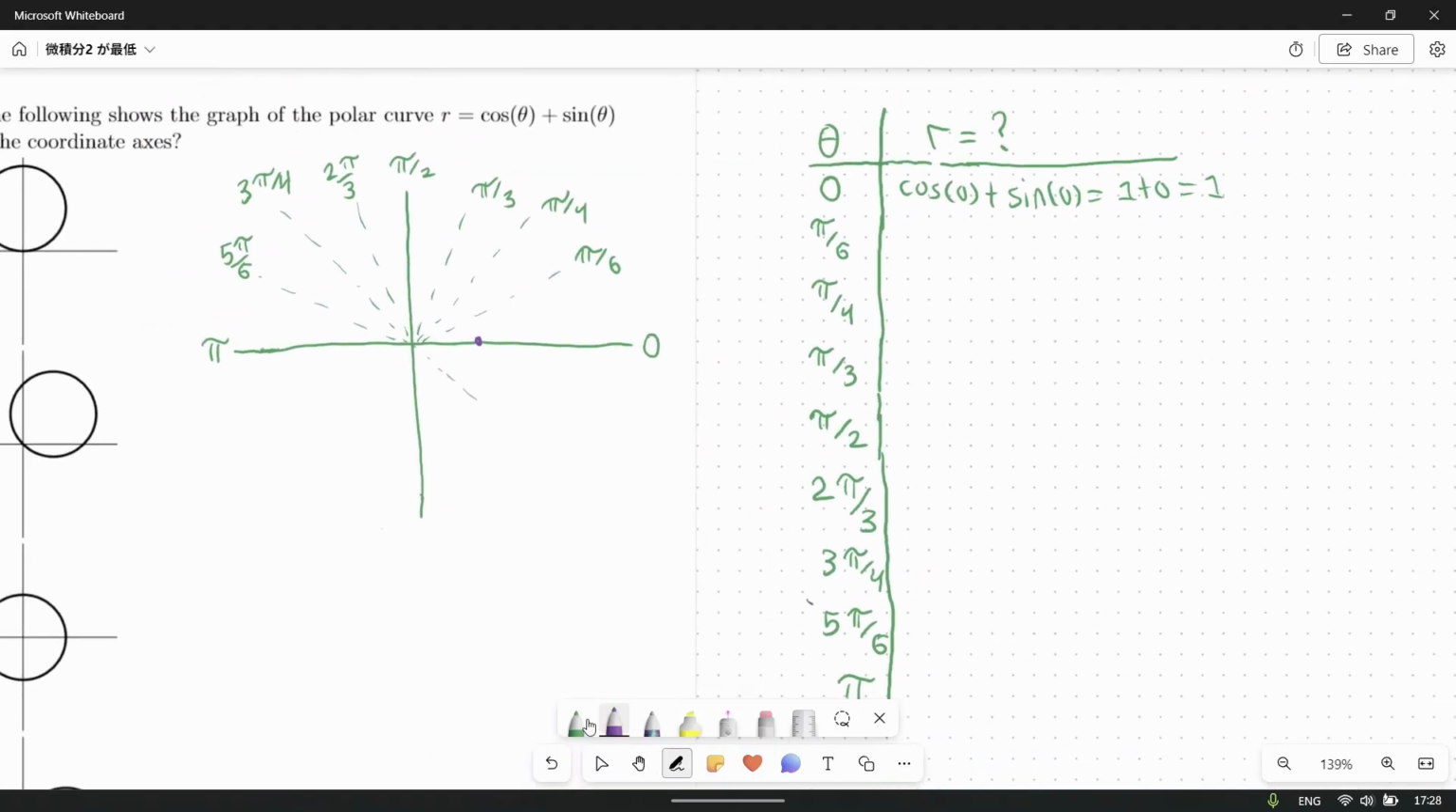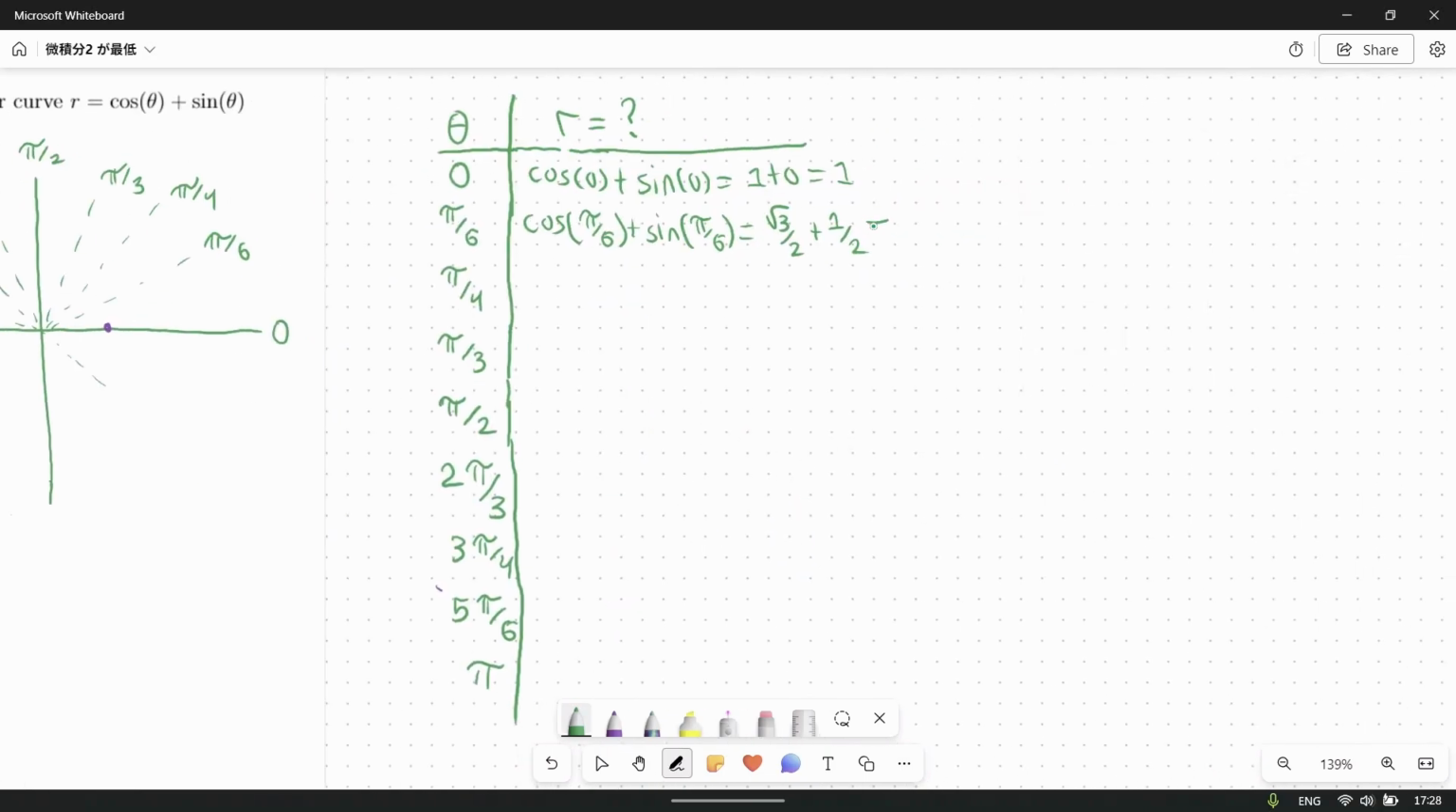And then for our next case, we have pi over 6. So rinse and repeat the same process. Cosine of pi over 6 plus sine of pi over 6 is equal to root 3 over 2 plus 1/2. You don't have to remember exactly what this is equal to. The most important thing is that this is going to be greater than 1. I think if I recall correctly, that's approximately 1.37 or something, but the important thing is that it's bigger than 1.